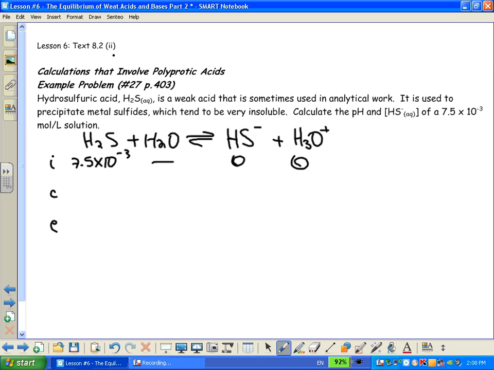The change in our reactant is going to be negative X. Our products can only go up, so we have positive X, positive X. So at equilibrium, we're going to have 7.5 times 10 to the negative 3 minus X. And here we're going to have X and X. Again, we have to look up the Ka value in the back of the book for H2S. So if you look on page 597, you will see that the Ka value is 8.9 times 10 to the negative 8.